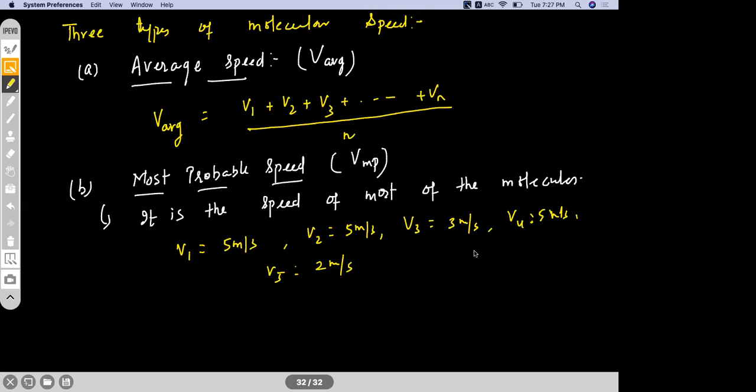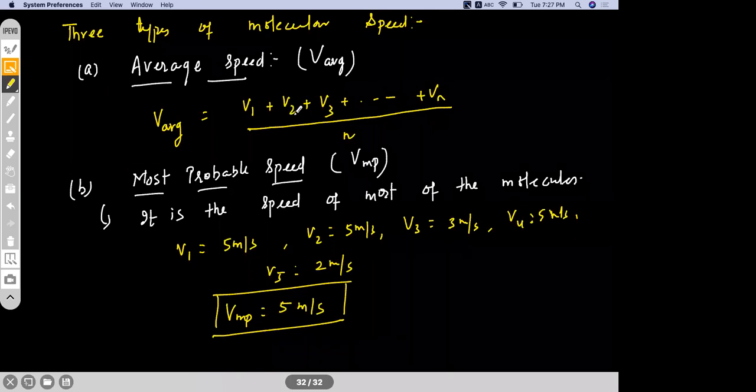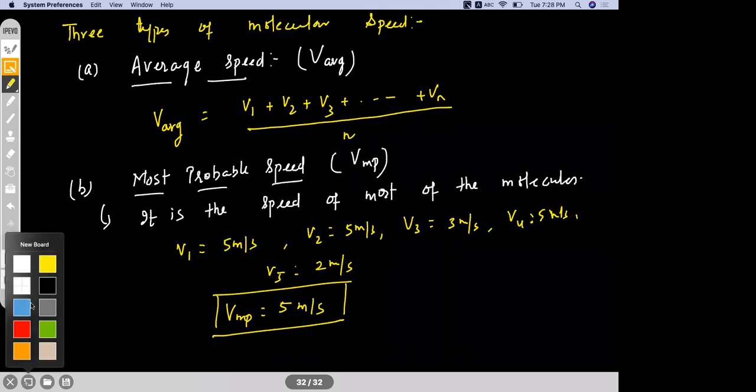Hence, yes, correct, Kinshuk. So basically the most probable speed for this given set of data is 5 meters per second. This is what it means. Obviously, this formula is not important. You're not going to use this formula to solve the questions. We'll have a different formula for all three speeds. Those formulas are important. We'll discuss them next class, okay? One more type of speed you write down next. All of you have done here?